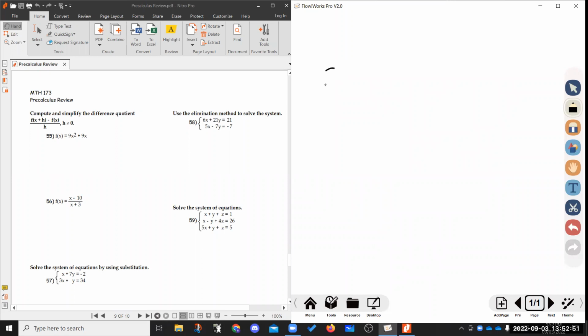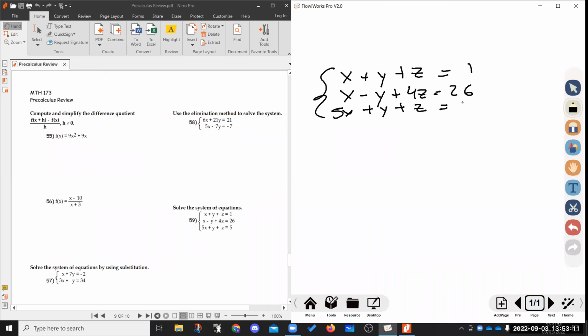Now we're going to solve the system of equations, but there's 3 equations now. 3 equations with 3 unknowns. x plus y plus z is equal to 1. x minus y plus 4z is equal to 26. 5x plus y plus z is equal to 5.